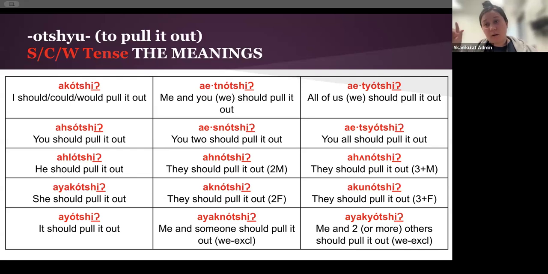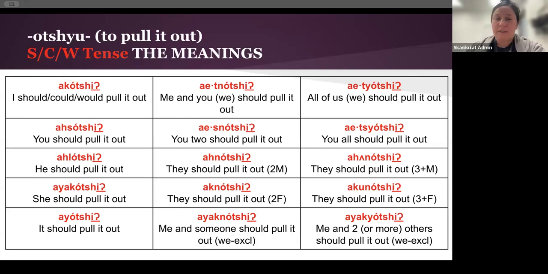Okay, so this is where you're getting all of the meaning, because you're understanding what tense we're talking about, should, could, or would, the verb root, pull it out, and the subject, she should pull it out. Ayagoch. That's your translation. It's easy to create a translation when you know all the pieces of the language. Ayoch, it should pull it out. And then so on. You can pause the video just to review the rest of the translations and practice. It's good for practice. But I'm going to continue on.